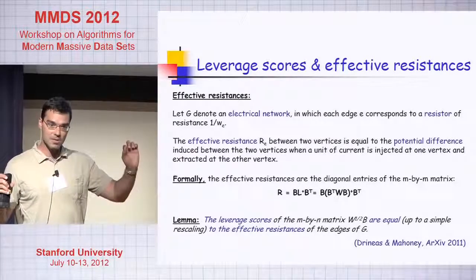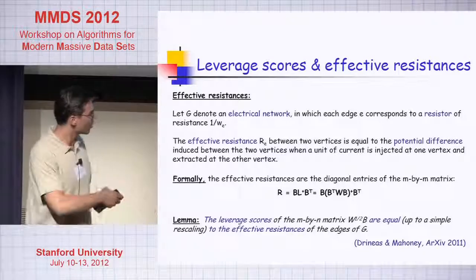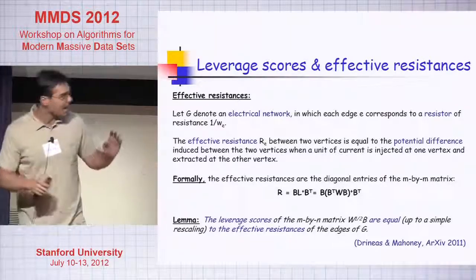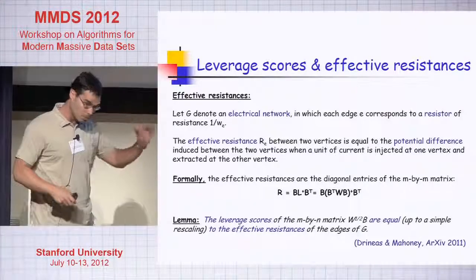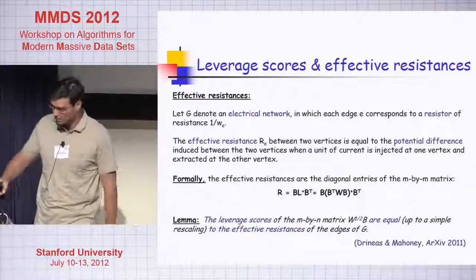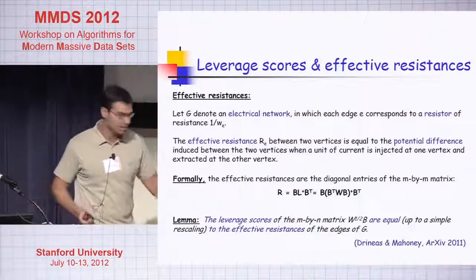So, effective resistances are equivalent to leverage scores of this particular matrix that you can easily compute. Computing the effective resistances necessitates an SVD. Why do we care about effective resistances?